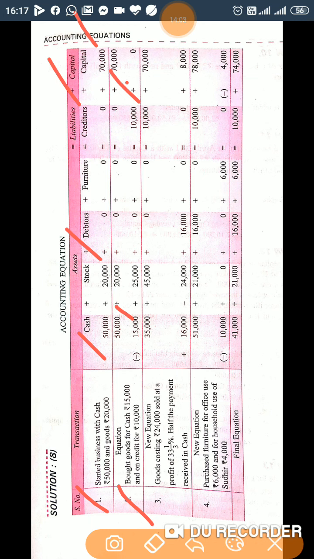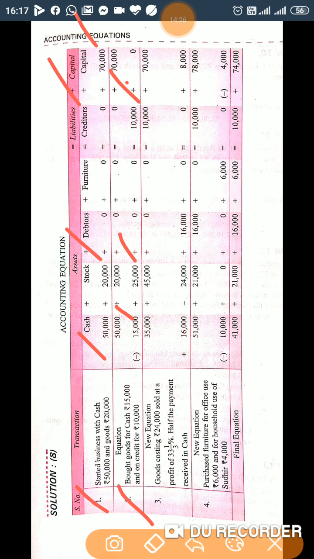And at the same time stock is increased by 25,000. It will be added 25,000 to the stock. Now in the new equation, cash is 35,000, stock 45,000, debtors 0, furniture 0, creditors 10,000 and capital 70,000.